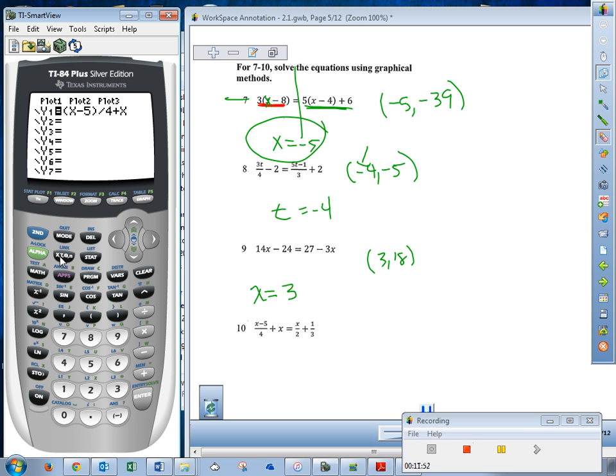And then x over 2. You don't need any parentheses on that. If you want them, you can have them. But there's only one term in the numerator, one in the denominator. Plus 1/3.